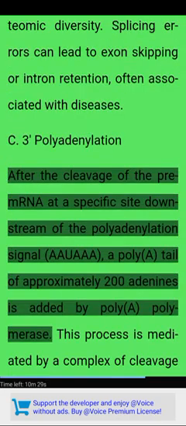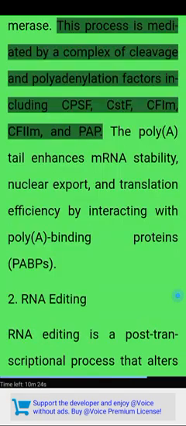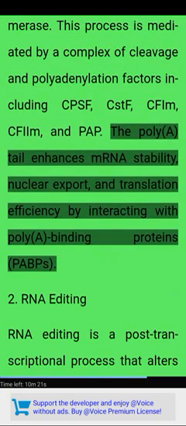3' polyadenylation. After the cleavage of the pre-mRNA at a specific site downstream of the polyadenylation signal AAUAA, a poly A tail of approximately 200 adenines is added by poly A polymerase. This process is mediated by a complex of cleavage and polyadenylation factors including CPSF, CSTF, CFIm, CFIIm, and CAP. The poly A tail enhances mRNA stability, nuclear export, and translation efficiency by interacting with poly A binding proteins, PABPs.